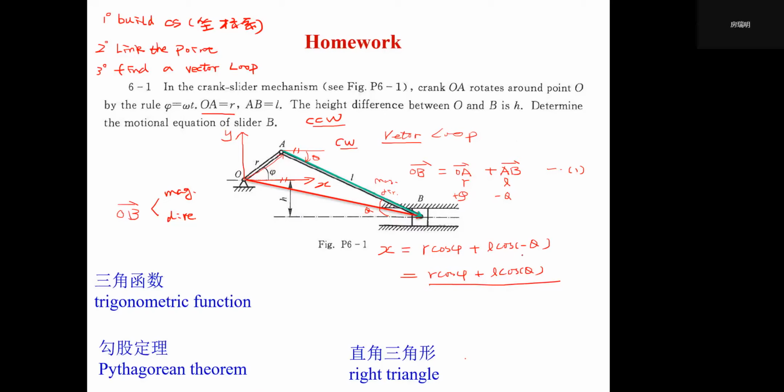Because cosine of minus theta equals cosine theta, it is a characteristic of the cosine function. I think you should know that from mathematics, right? So it's very easy, this is L cos of minus theta. Until now, can you understand R cos phi plus L cos of minus theta? Can you totally understand this expression?